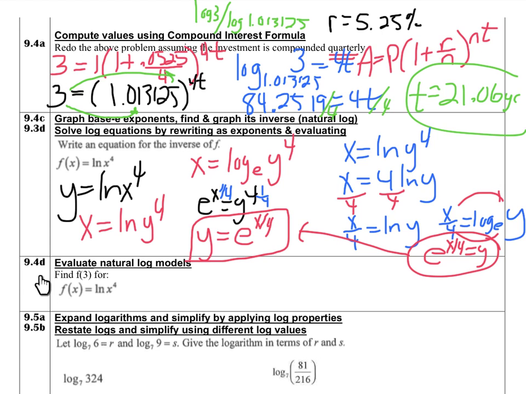Now 9.4d, evaluate natural log models. If we just use that same model as above, they want us to find f of 3. So very easy to find f of 3. All we need to do is put 3 in for x and evaluate. So I'm literally going to go to the calculator and type the natural log of 3 to the 4th power. And when I do that, I'm going to get that the answer is about 4.39.